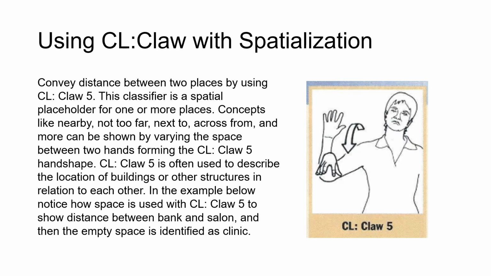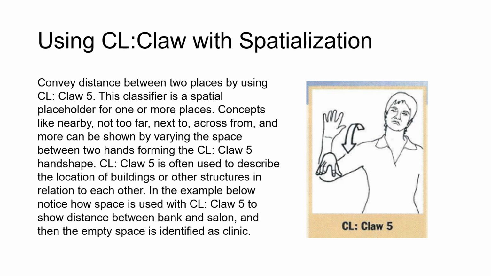Using classifier CL claw 5 with spatialization. Convey distance between two places using classifier CL claw 5. This classifier is a spatial placeholder for one or more places. Concepts like nearby, not too far, next to, across from, and more can be shown by varying the space between two hands forming the CL claw hand shape. CL claw is often used to describe the location of buildings or other structures in relation to each other.